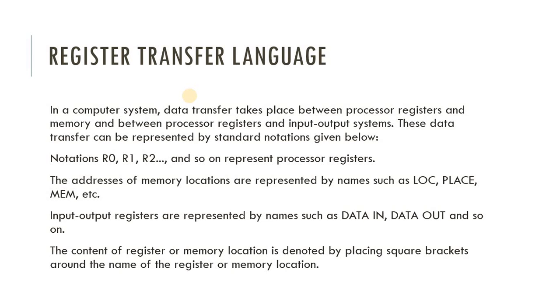The content of a register or memory location is denoted by placing square brackets around the name of the register or memory location. So we can use a square bracket for the content of the register. So these are the symbols which are defined by the register transfer language. We are using the symbols for a register transfer. So that is all about register transfer language.